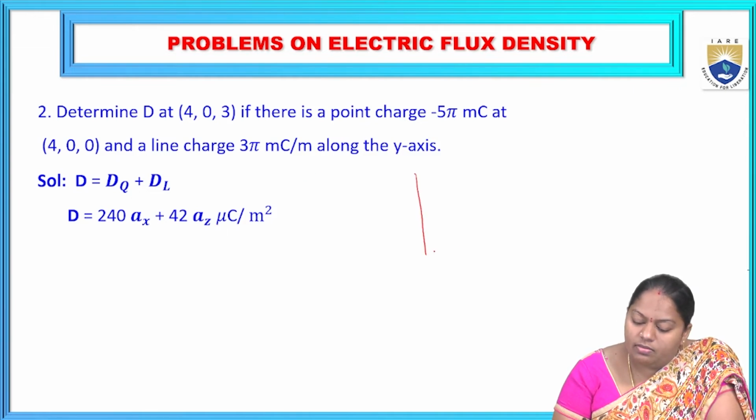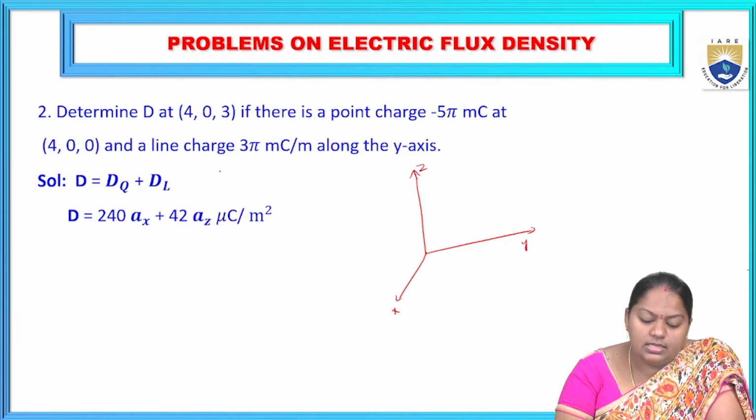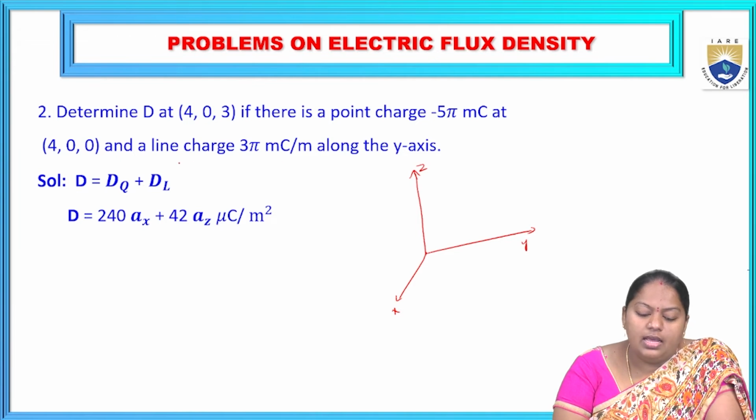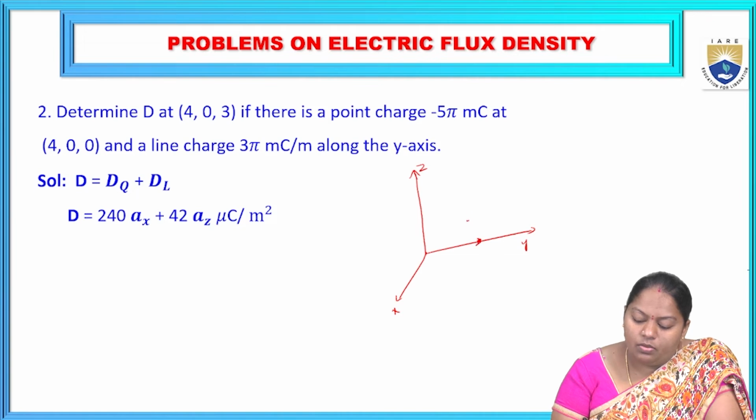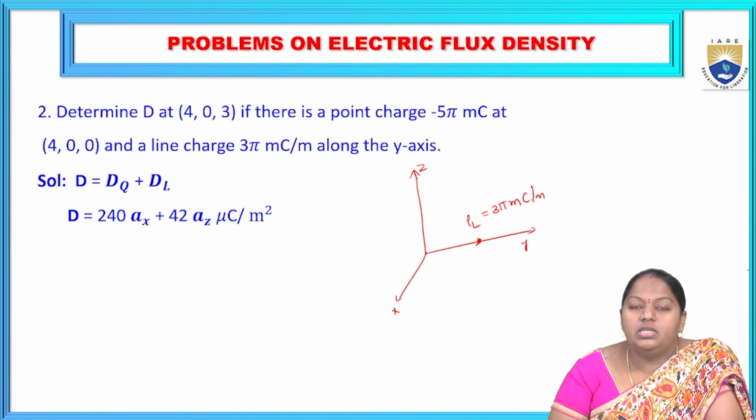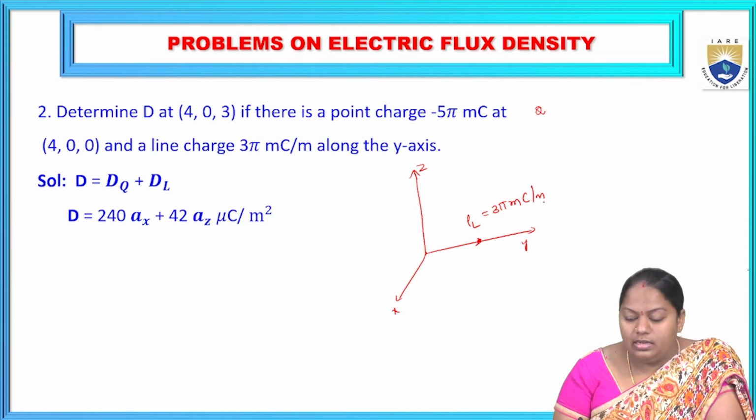See, suppose we have the three directional view of x, y and z. On the y-axis, particularly, they mention that the line charge is located on the y-axis. Here it will be rho L, which is given as 3 pi millicoulomb per meter. Generally, electric charge can be measured in coulombs and it is represented with Q. Now we are talking about the line charge, hence it is represented with rho L, and its value is given as 3 pi millicoulomb per meter.